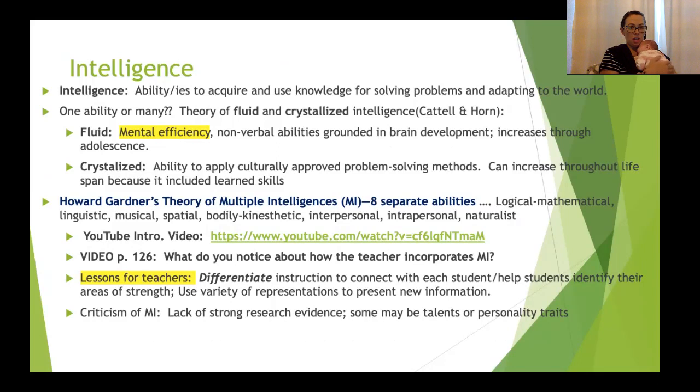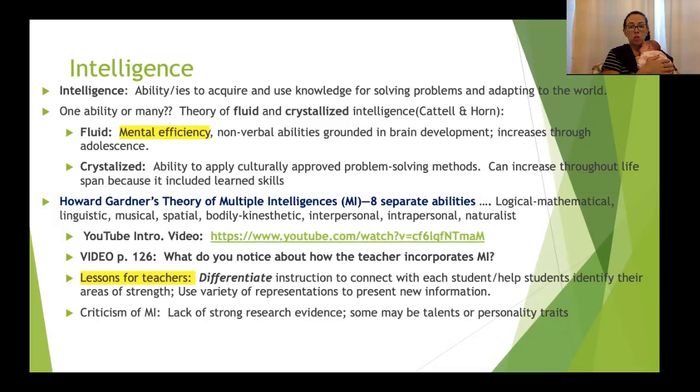Howard Gardner came up with the theory of multiple intelligences. There's 8 separate abilities. Most of these are pretty common sense. You can figure them out by what the words say: logical, mathematical, linguistic, musical, spatial, bodily kinesthetic, interpersonal, and naturalist. The text goes into detail about all of these.